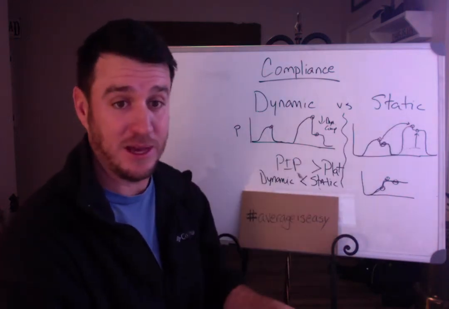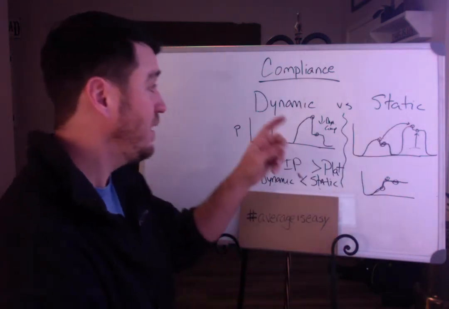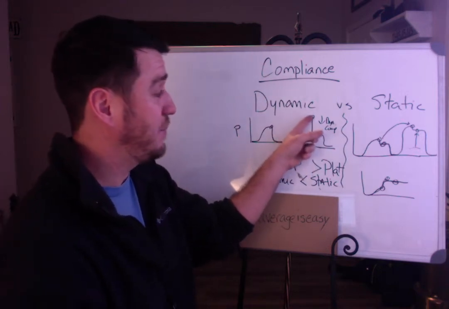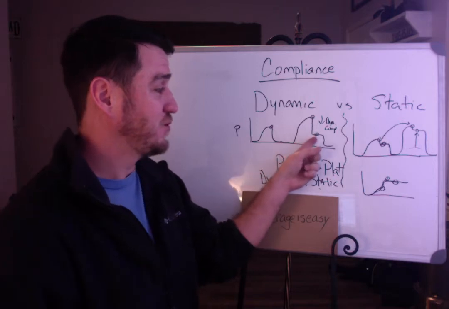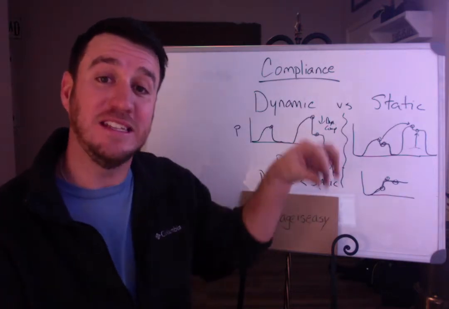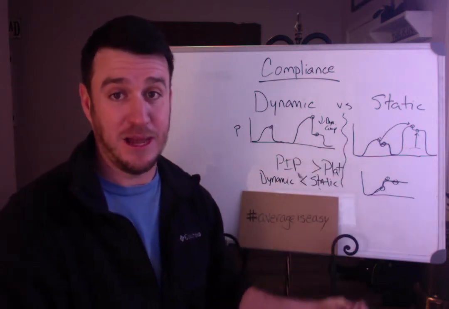Okay? So, looking back here we have a decreasing static compliance, which is also going to result in a decreasing dynamic compliance. Okay? Over here in this example, we have an increasing PIP, but our plat is remaining the same. And so here we only have a decreasing dynamic compliance.